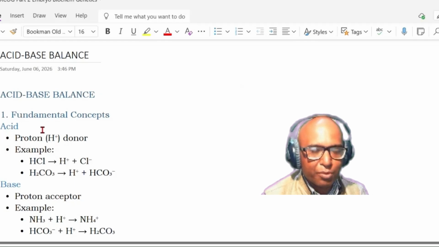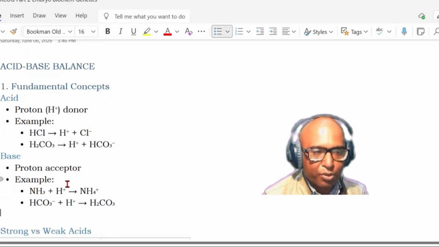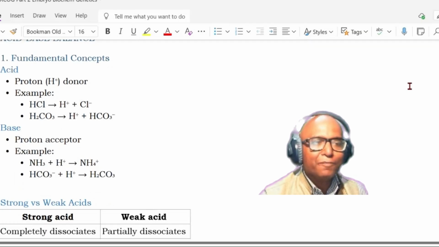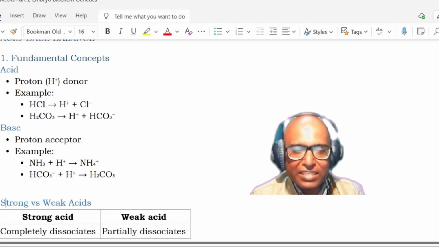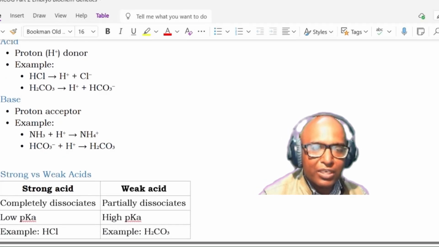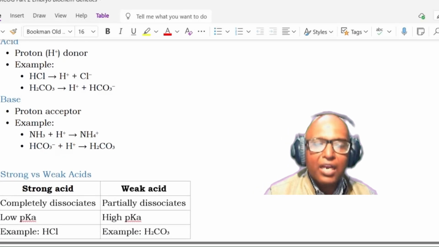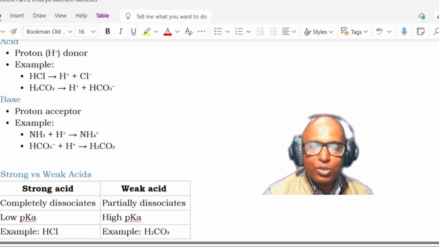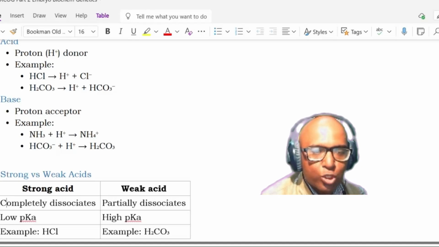So that is what the acid donates. Acid donates the proton; or remember, A for away, it will give away the proton. B is borrow, so it will borrow the proton, or it is an acceptor of the proton. A will give away the proton, B will borrow the proton. So base is the one which accepts the proton. For example, NH3 will combine with a hydrogen ion to form NH4. HCO3, bicarbonate, will join with the hydrogen ion to form carbonic acid, that is H2CO3.